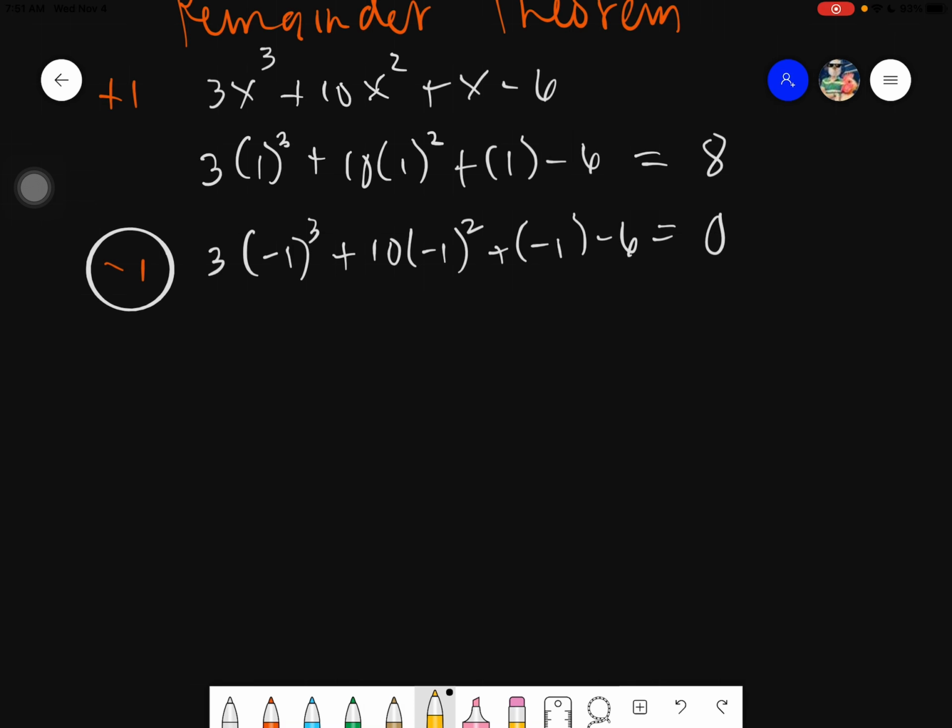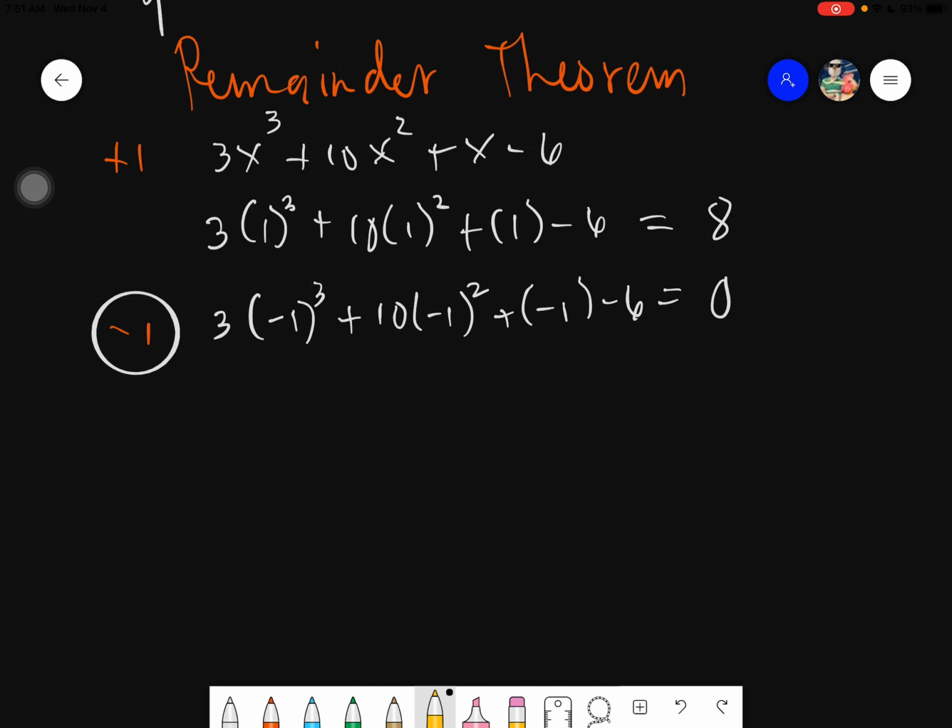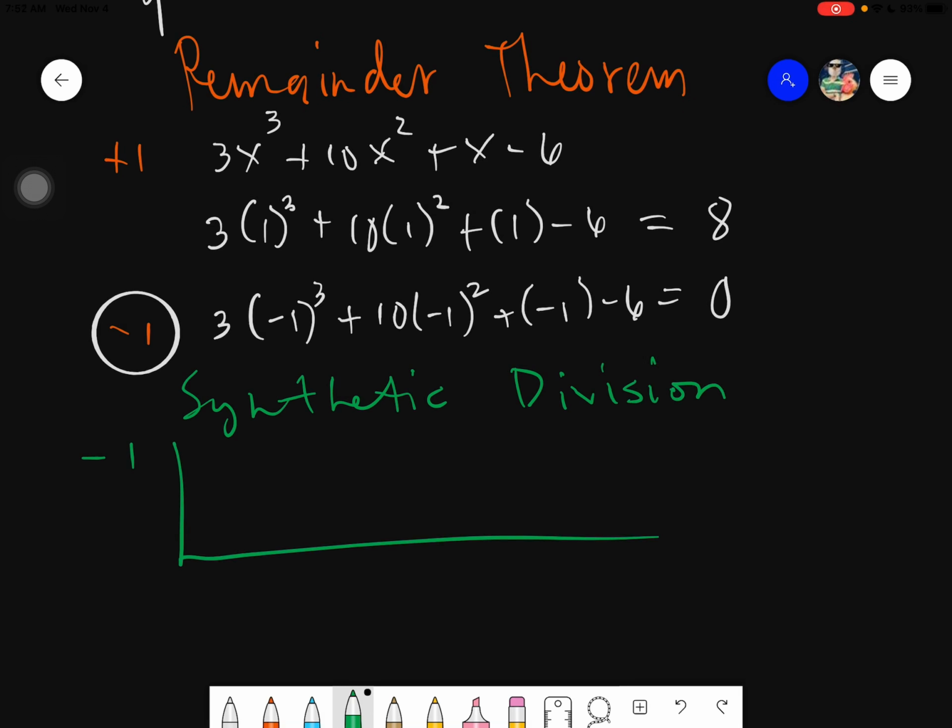Okay, so next one, after you have arrived at least one zero or one factor, you simply have to do the synthetic division. So you use the synthetic division, you take the number again, negative 1. Let me write synthetic division. Negative 1, and then of course division. Write down all the numbers. You have 3, 10, 1, and negative 6.